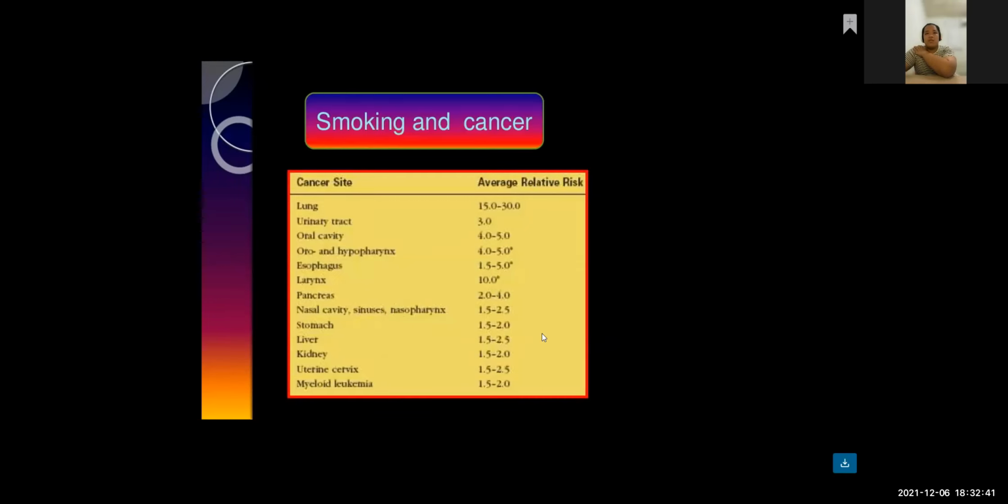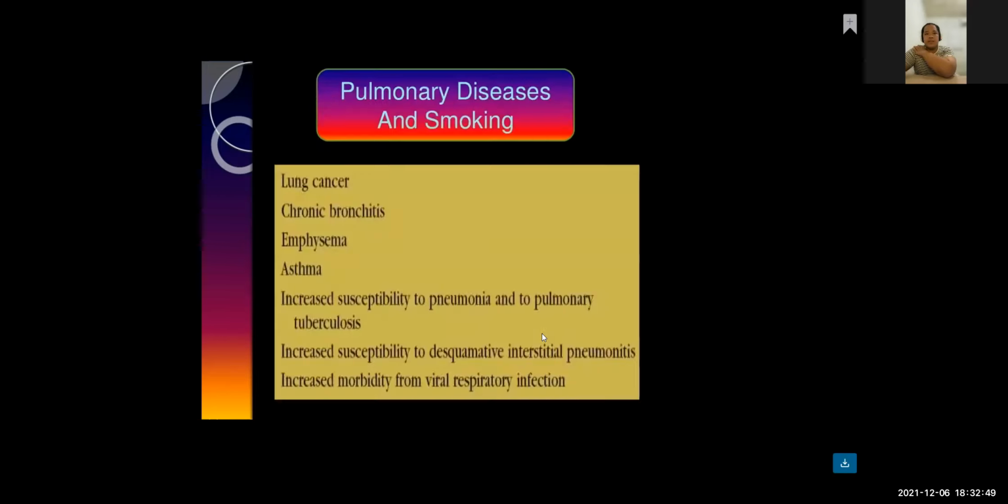Smoking and cancer. So here below is the relative risk about smoking and its diseases. Pulmonary disease and smoking. So these are the diseases which lead from smoking, which are lung cancer, chronic bronchitis, emphysema, asthma, increased susceptibility to pneumonia and pulmonary tuberculosis, increased susceptibility to desquamative interstitial pneumonitis, increased morbidity from viral respiratory infection.